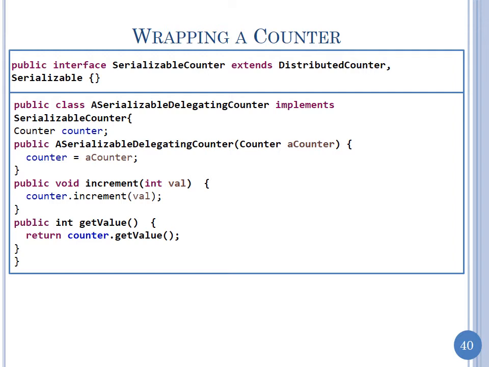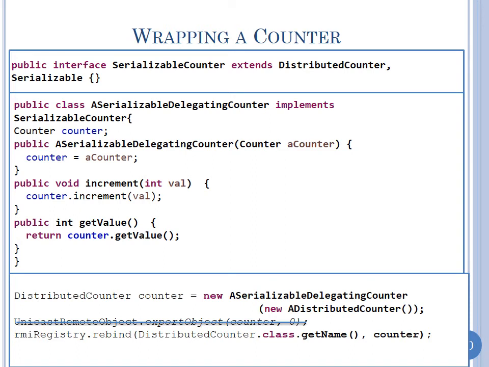I'm just delegating the work to somebody that I got. Okay? And I can get here a counter. I can be passed a distributed counter, or I can be passed a serialized counter. But I'm saying I implement the serializable counter interface, which means I implement both the distributed counter methods and I implement the serializable methods. So do you understand this particular class?